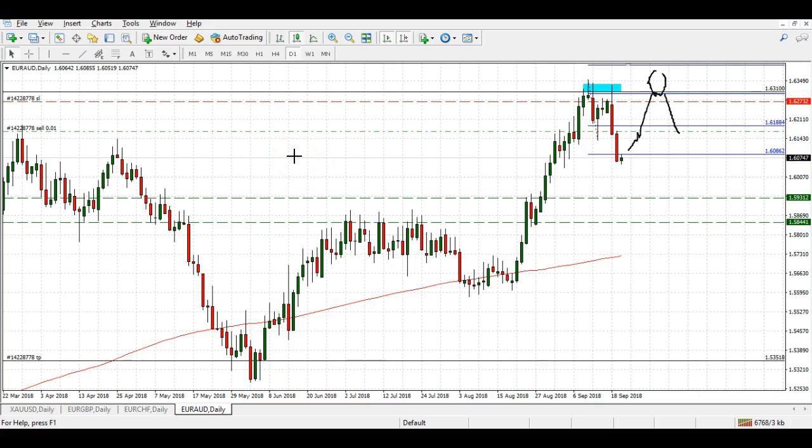But we're having a bearish outlook right now on the euro versus the Australian dollar from the short-term perspective and the long-term perspective.